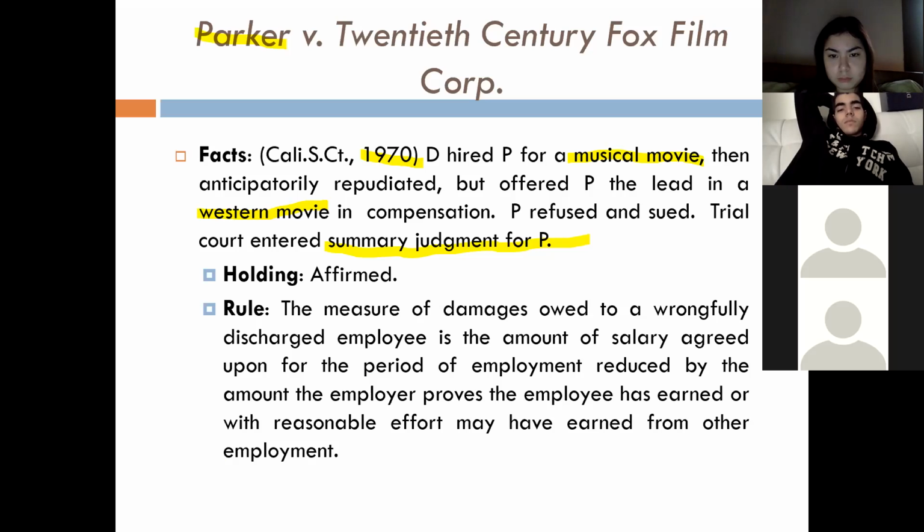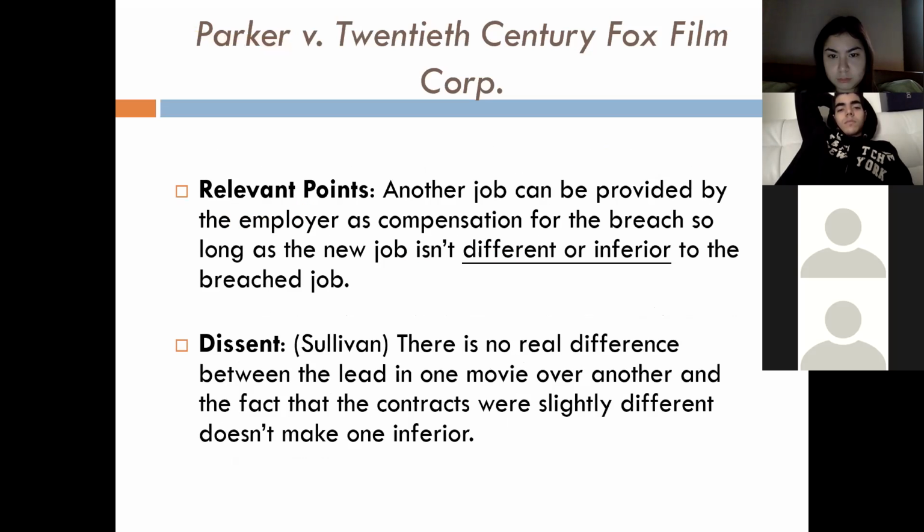And the reason is, are these the same? Well, as Aruni said, the audience is very different. And how it affects you is very different. She would get the same money, but that doesn't really matter, because what the court said is you can give somebody another job as long as it isn't different or inferior. It's not just that one is better or one is worse, it's that they're really different.